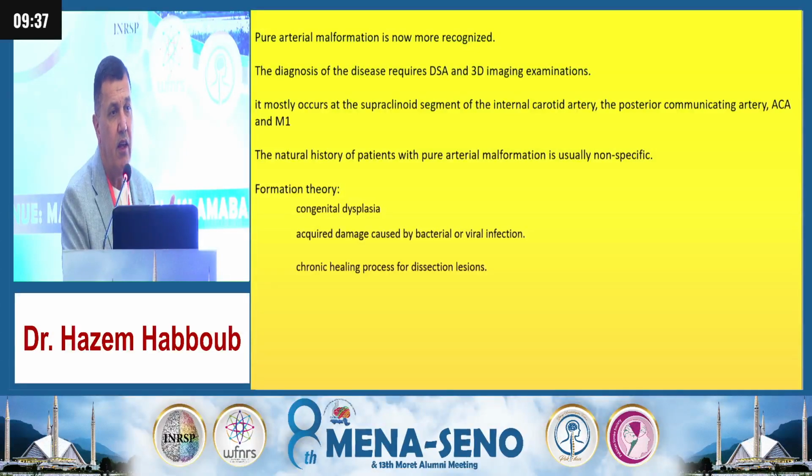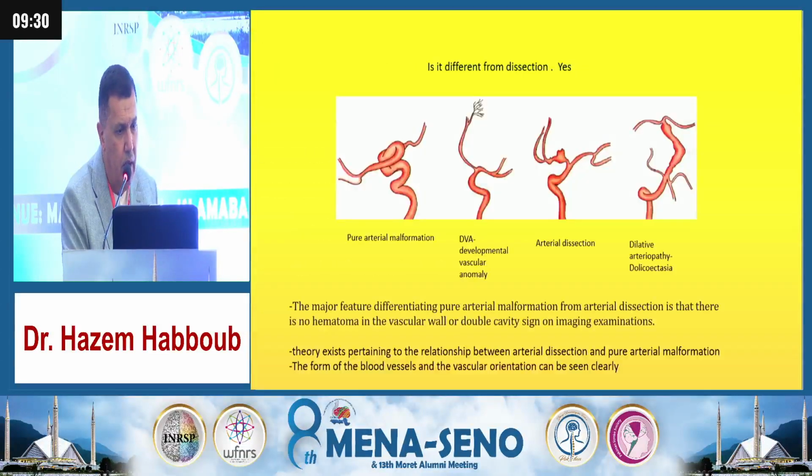Many people think it's because of a healing process of recurrent minor dissections. So this could be another theory. They mostly occur in the internal carotid artery supraclinoid segment or in the P1 segment. Usually most of them occur here. We have to differentiate them from other diseases like arterial dissection, dilative arteriopathy, or developmental vascular anomaly.